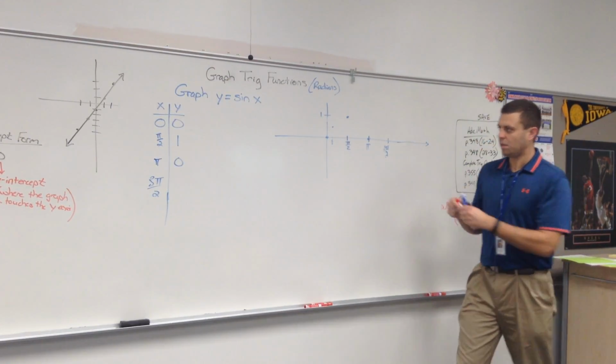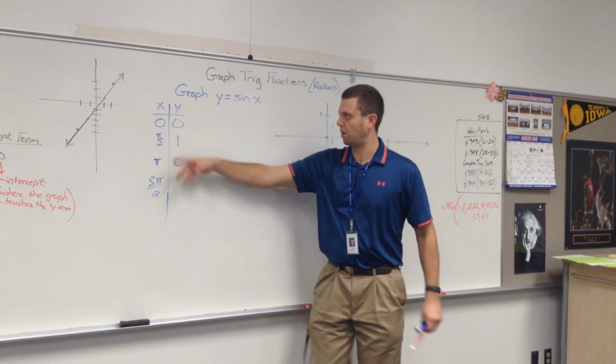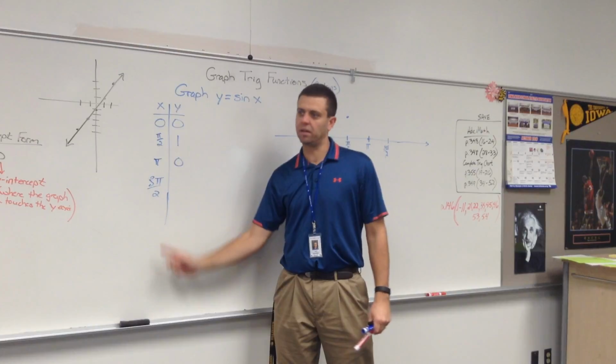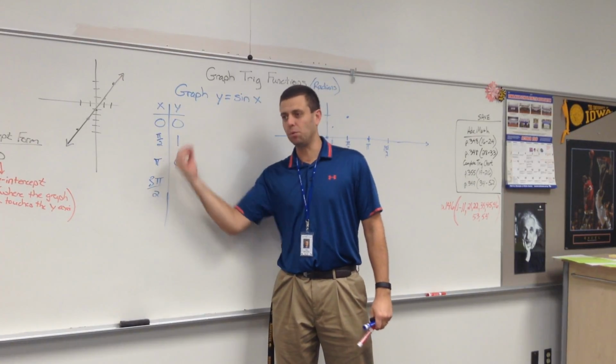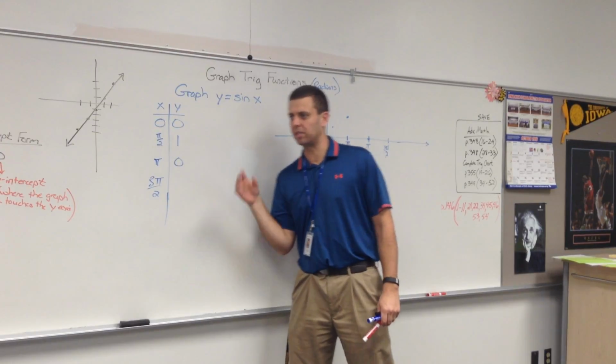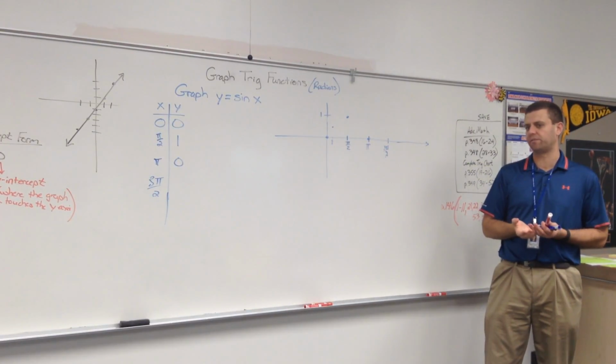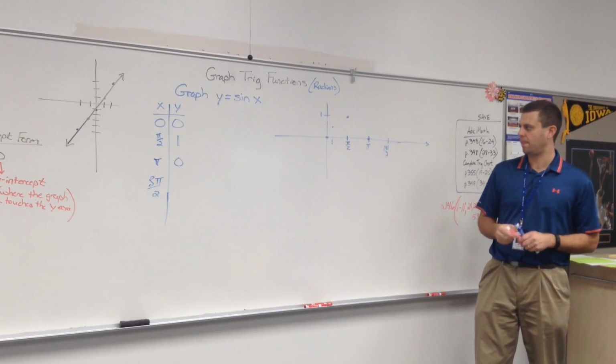We could make a table of values with all sorts of x values. I'm picking ones where I know the answers are going to come out zeros, ones, and negative ones, because if I get that and I see how the pattern's going, I'm going to be able to draw a really nice graph.